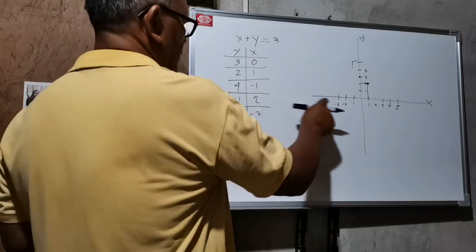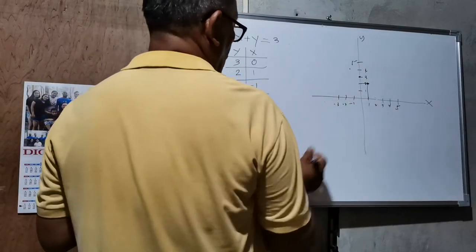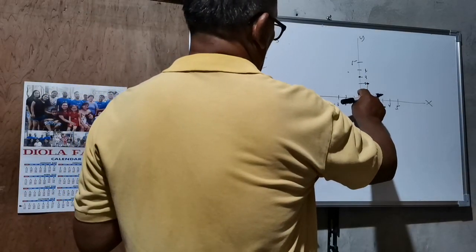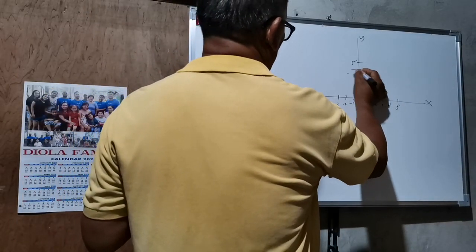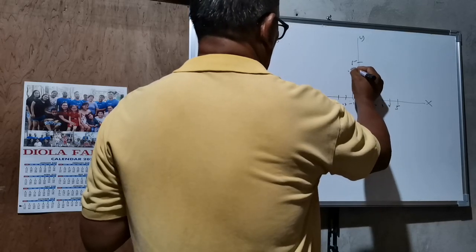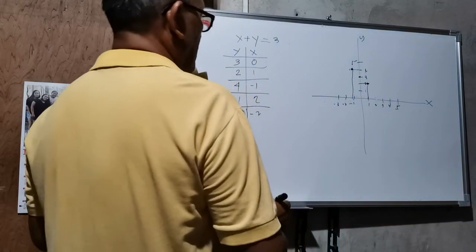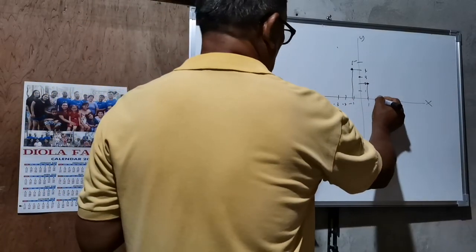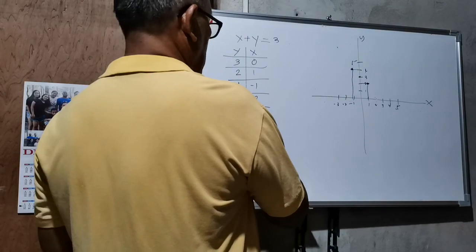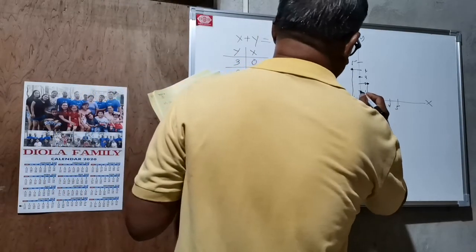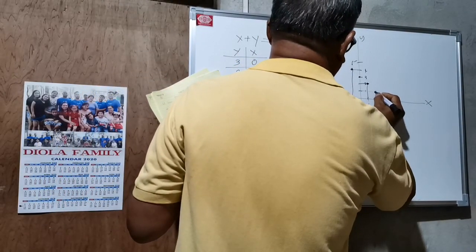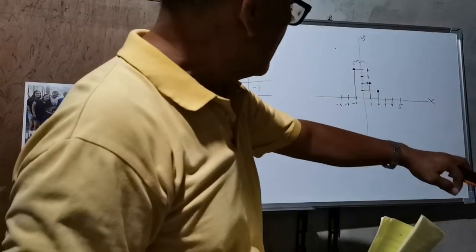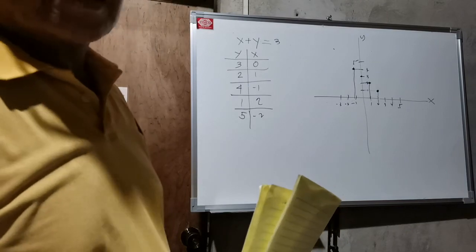If negative 1 is the value of x, what is the value of y? 4. Therefore, we are going to count 1, 2, 3, and 4. Okay. 2 more points. If the value of x is 2, positive 2, the value of y is positive 1. We can now visualize a straight line if we are going to connect the 4 points.